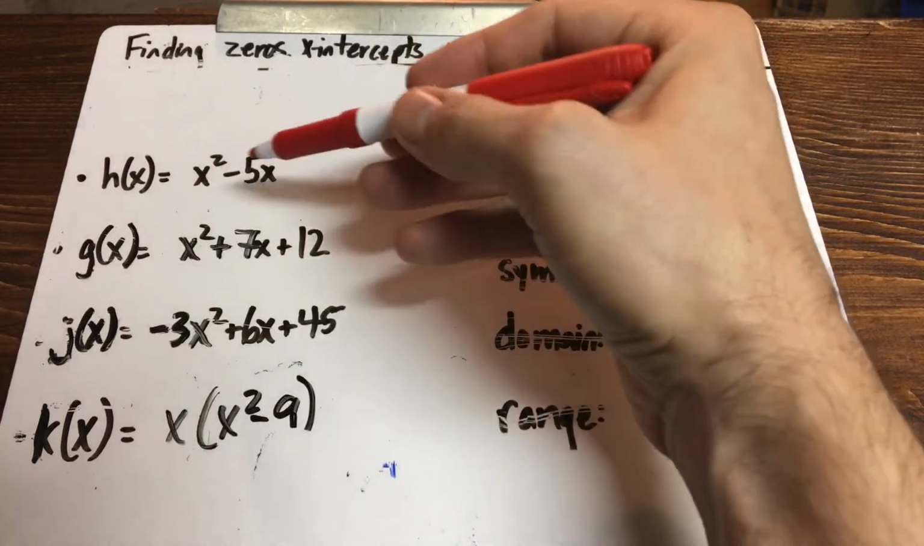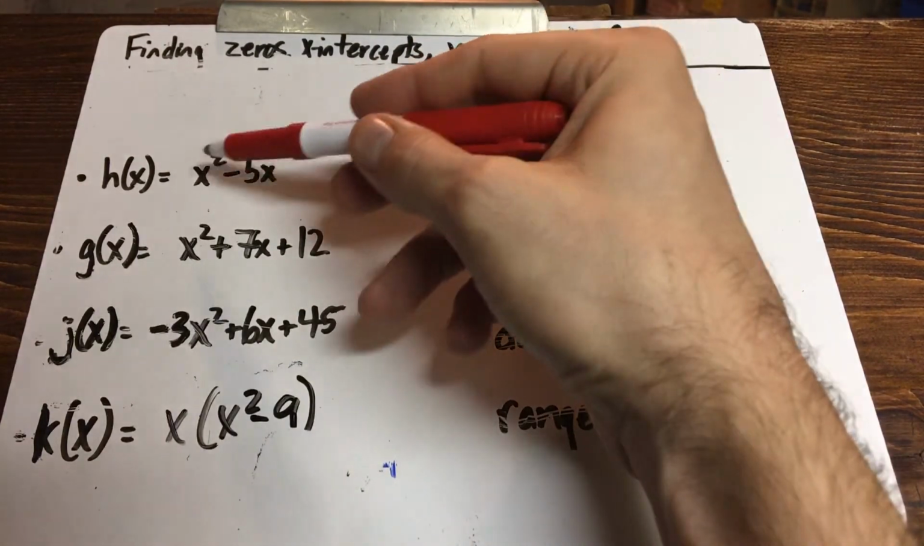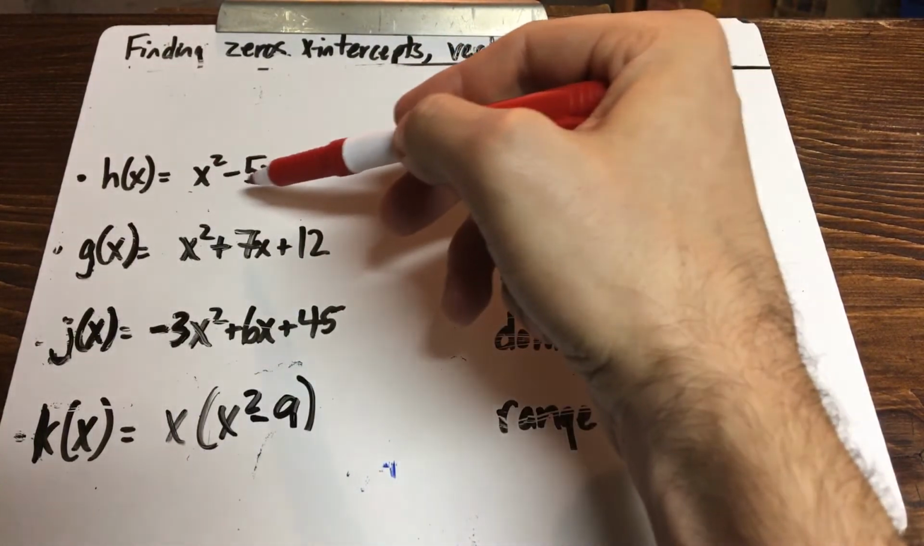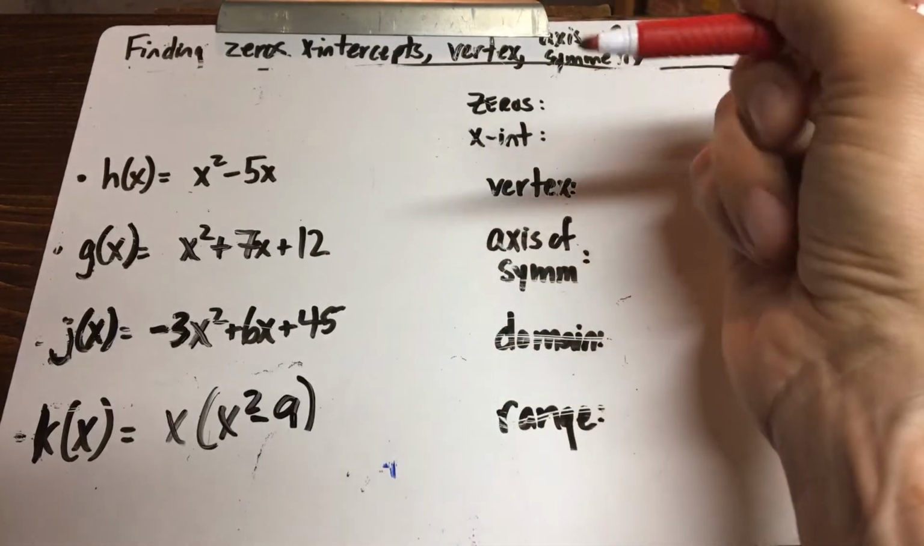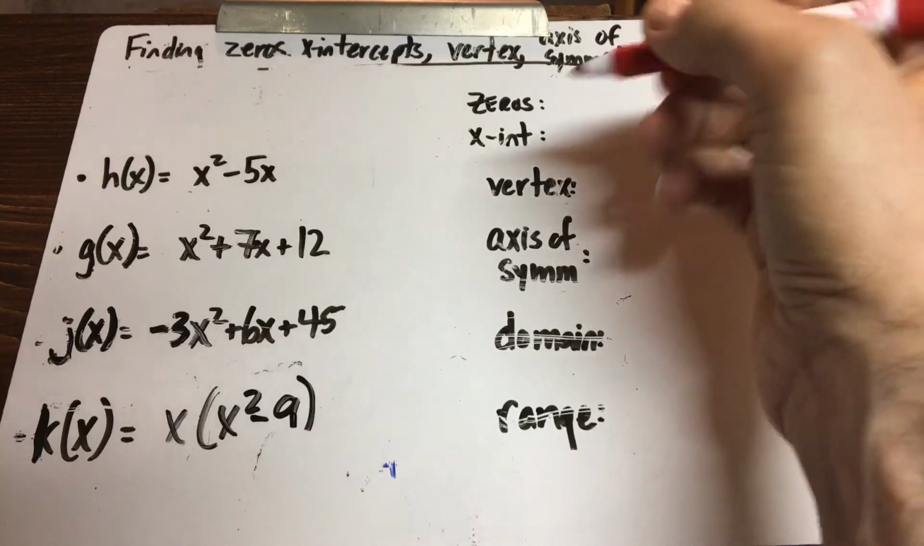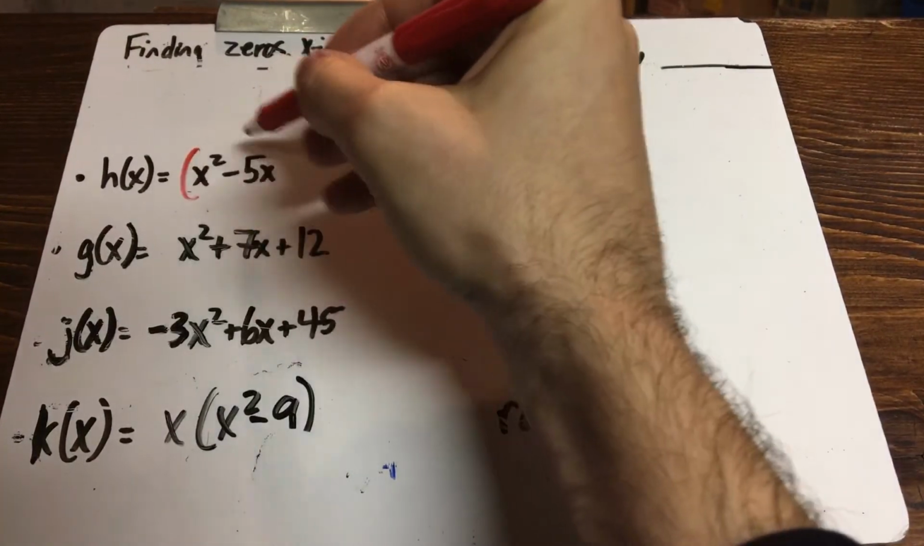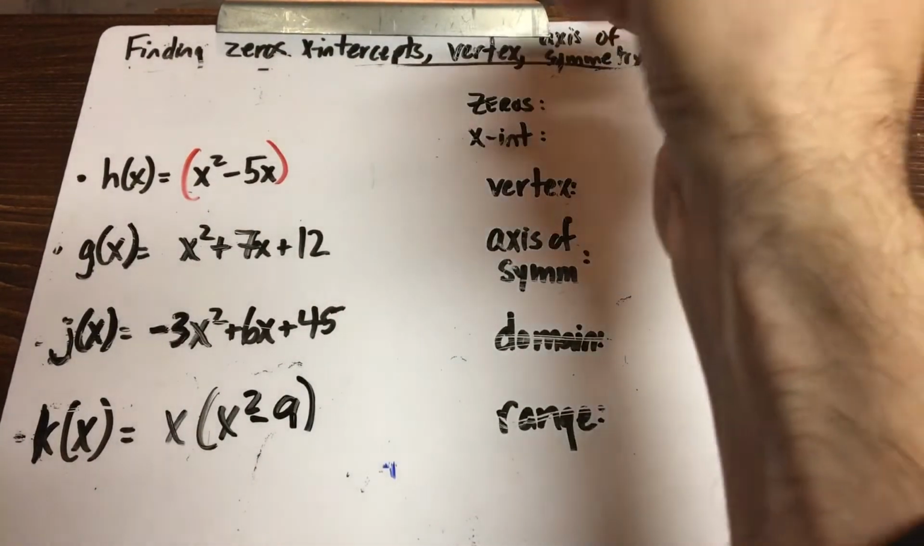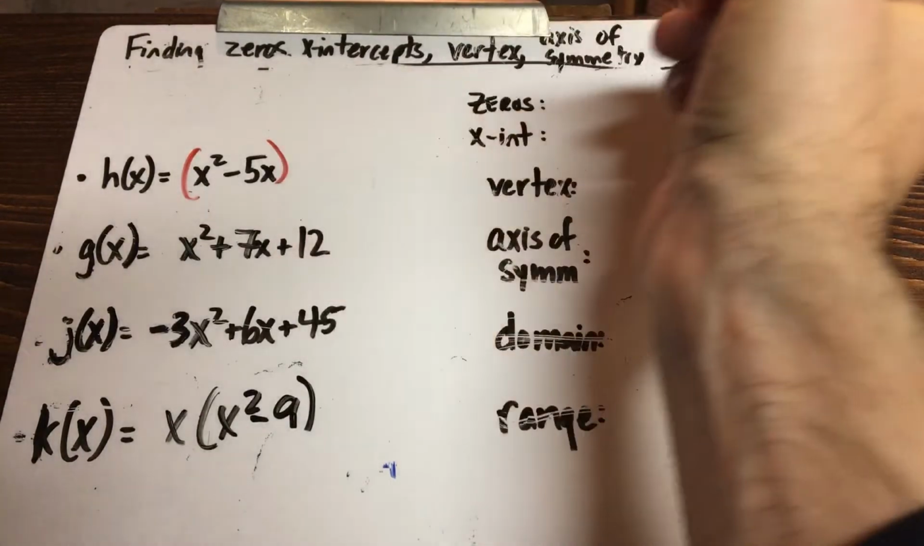Now this is not a difference of two perfect squares. I mean, this is a perfect square, but this is not. There's no square root of 5x. But what I do notice is they have something in common, right? They have a GCF. Is there something that both of these have that I could take away? And I think there is. They both have a letter x.